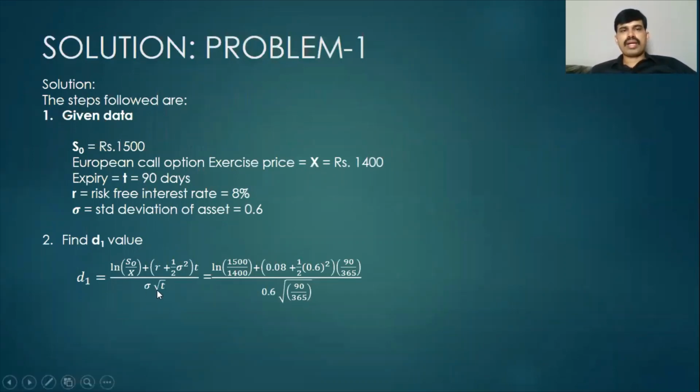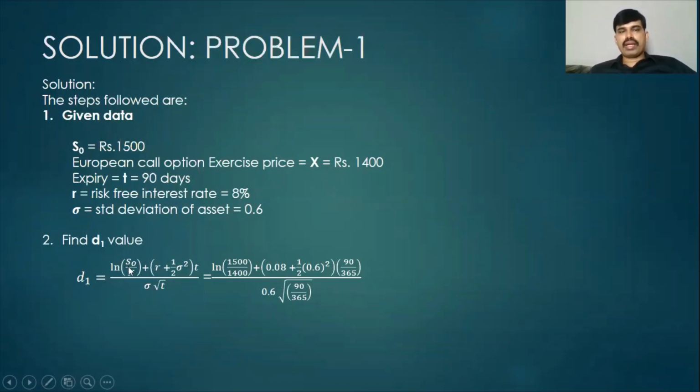Now, the second step is finding the value of D1. Remember, D1, as we discussed, is the log of the spot price in relation to the exercise price. The greater the spot price in relation to the exercise price, the higher the value of the call option, or the value of D1. At the same time, we consider the risk-free rate plus the variance, divided by the standard deviation.